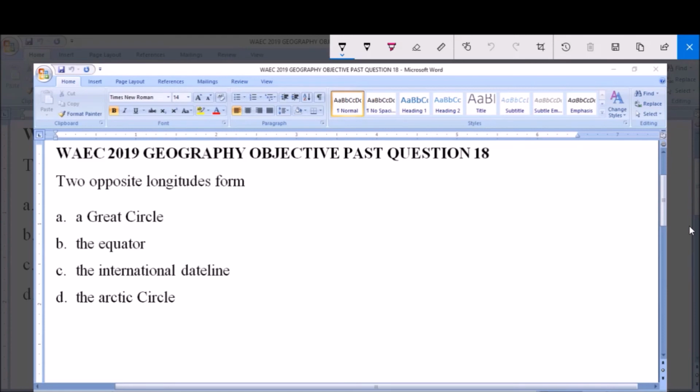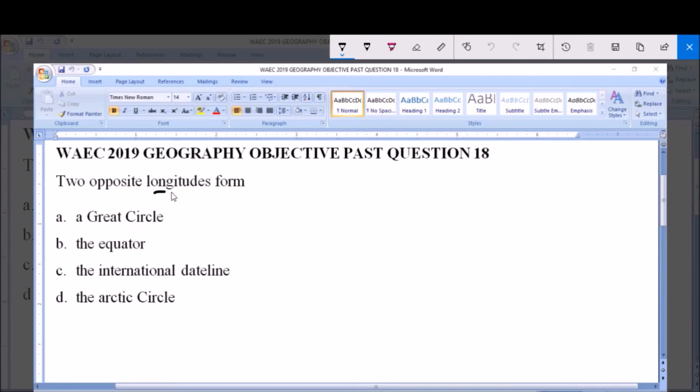Hello, I'm going to be answering WASSCE 2019 Geography Objective Past Question 18. Two opposite longitudes form A great circle, B the equator, C the international dateline, D the Arctic circle.